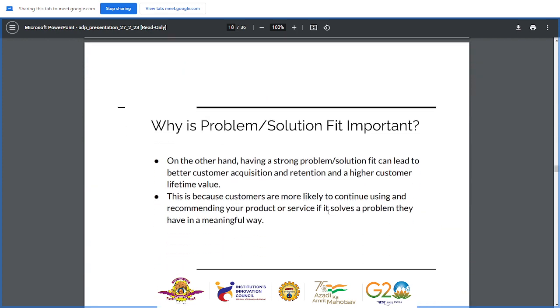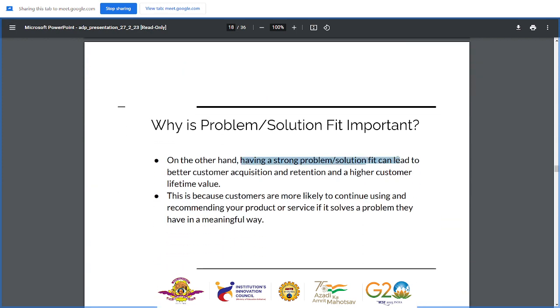And why I am telling you this, because if you have a strong problem solution fit, you can have better acquisition, then you can have better retention, and you can have higher customer lifetime value, which are important for any industry to sustain and to have its growth.